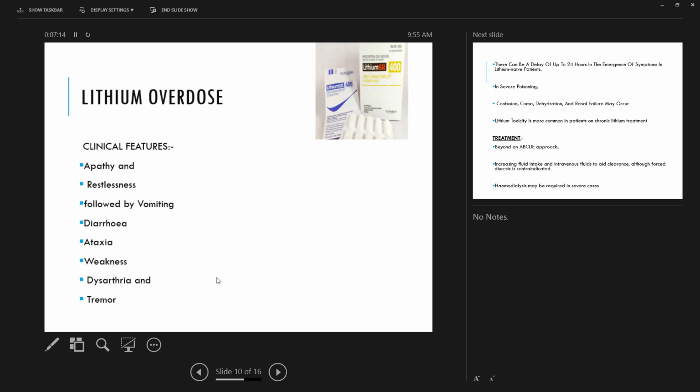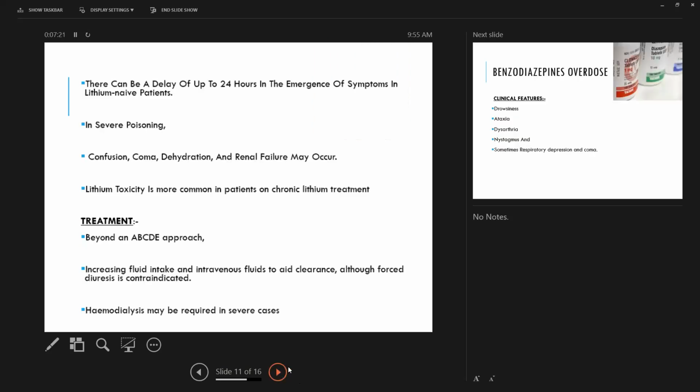Lithium overdose. Features are apathy and restlessness, followed by vomiting, diarrhea, ataxia, weakness, dysarthria, and tremor. There can be a delay of up to 24 hours in the emergence of symptoms in lithium-naive patients. In severe poisoning, confusion, coma, dehydration, renal failure may occur. Lithium toxicity is more common in patients on chronic lithium treatment. Treatment is, beyond an ABCD approach, increasing fluid intake and intravenous fluids to aid clearance, although forced diuresis is contraindicated. Hemodialysis may be required in severe cases.